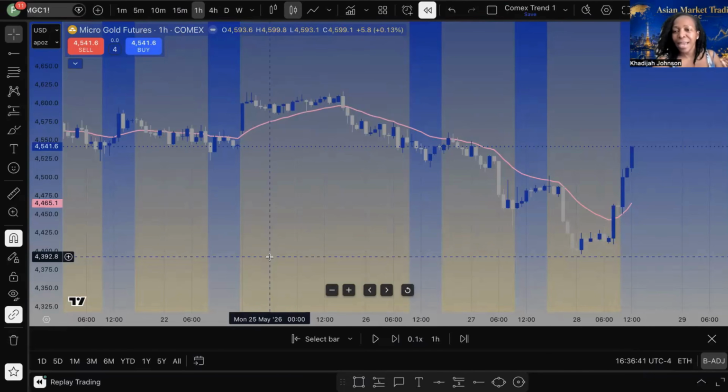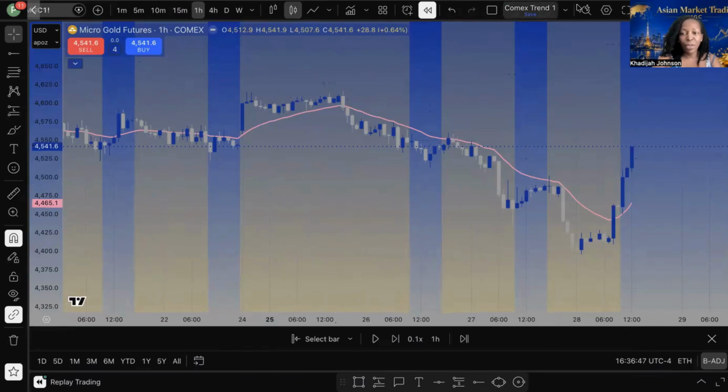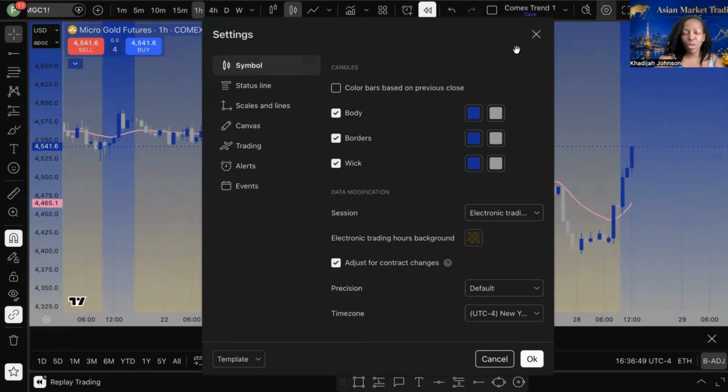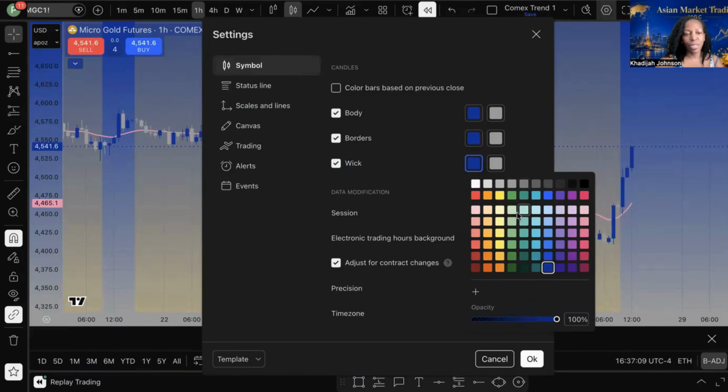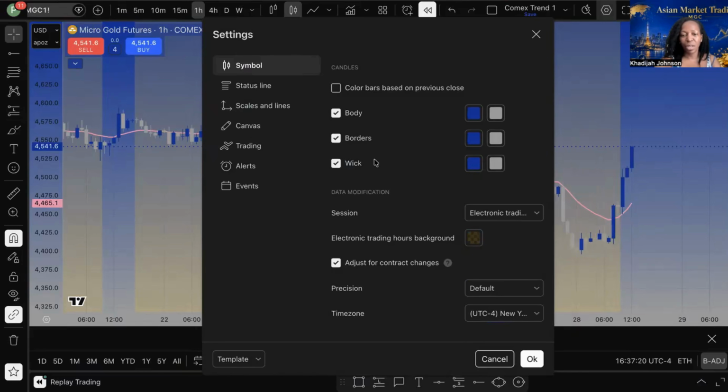So I wanted to show you guys how you can customize your chart however you want. The first thing you want to do is go to your settings section. As you can see, you can customize your candles. All of this is blue, the body, the border, the wick. If you wanted to change your border, you could change it to where it looks like this, but for me, blue is fine. You could do the same thing with your wick. Suppose you want your wicks to stand out, you could change your wick color. But like I said, the traditional standard blue is fine and the gray is fine for my bearish candles.